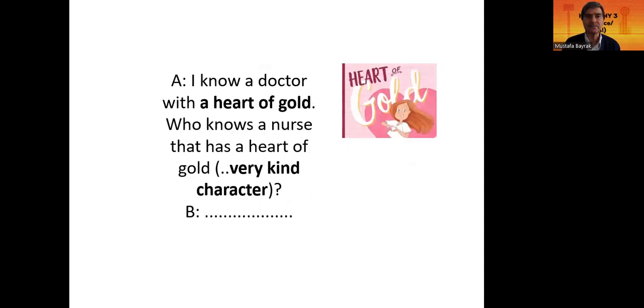I know a doctor with a heart of gold. That doctor has got a heart of gold. Who knows a doctor that has a heart of gold? Yes, a very kind character. Yes, my friend. Cemil knows a nurse that has a heart of gold.